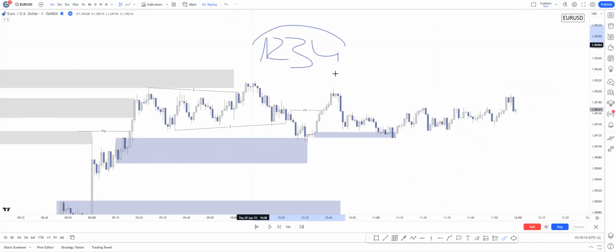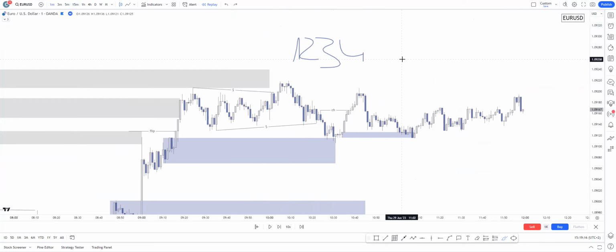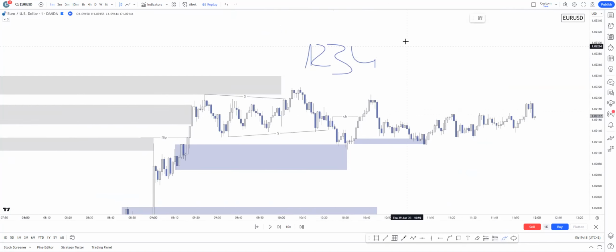Perfect. We have all the 4 base criteria that we needed. I started to count the variable ones. The first one was the change of character. The second one was the V-shaped recovery. As you can see, change of character happened with a perfect V-shaped recovery. There wasn't 50% mitigation, so I wanted to see a liquidity take for the entry zone. So 50% mitigation did not happen.